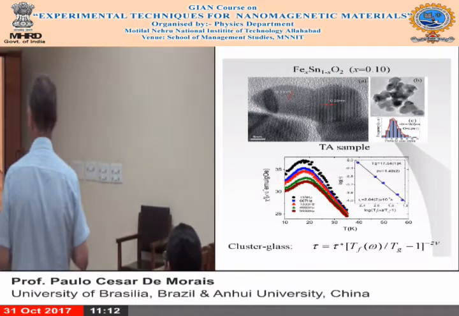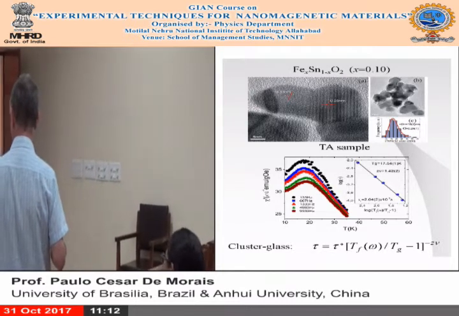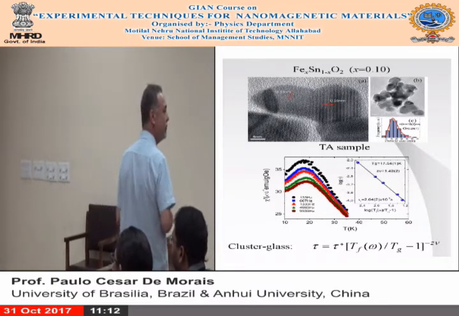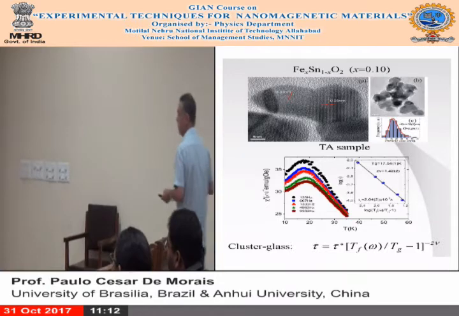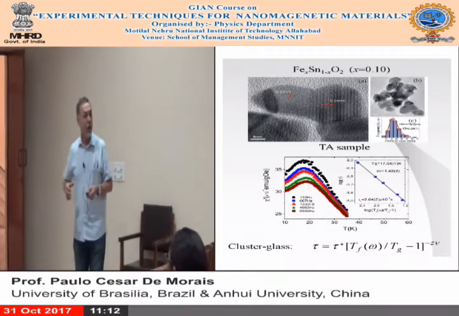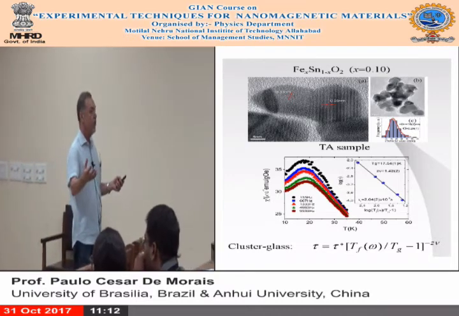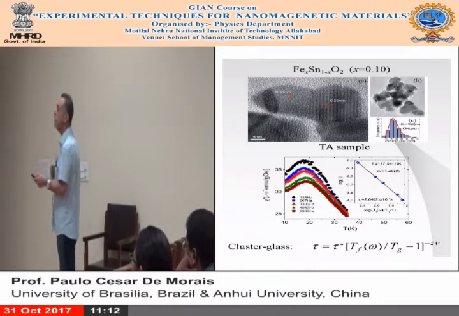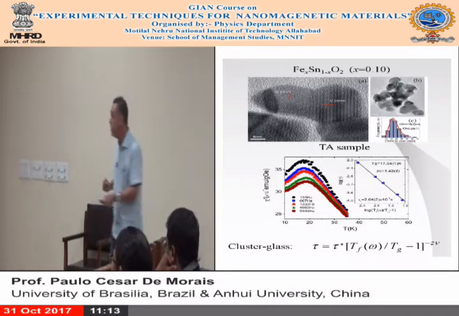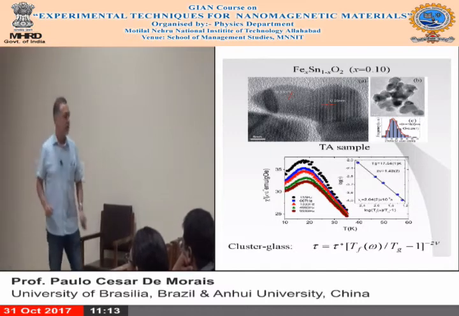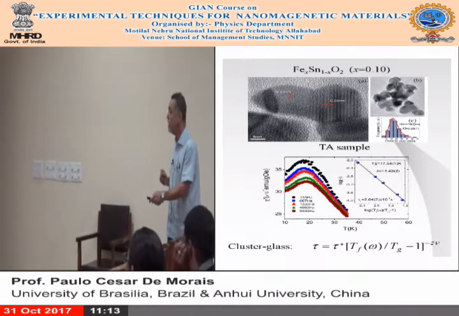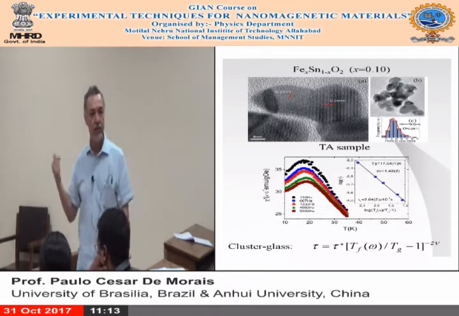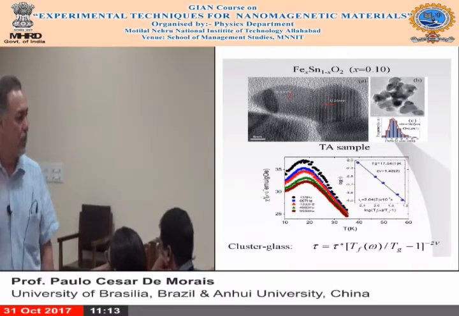So we try to fit the data with this expression. And at the end, you can see the fitting is very good. But it doesn't mean too much. What matters is the order of the parameters you can extract from this. So we extracted the glass temperature around 18 K, which is fine. It is in the range. But this exponent here was about 1.5. Typical for cluster glass is not 1.5, it's around 3. So we found this really smaller than expected.